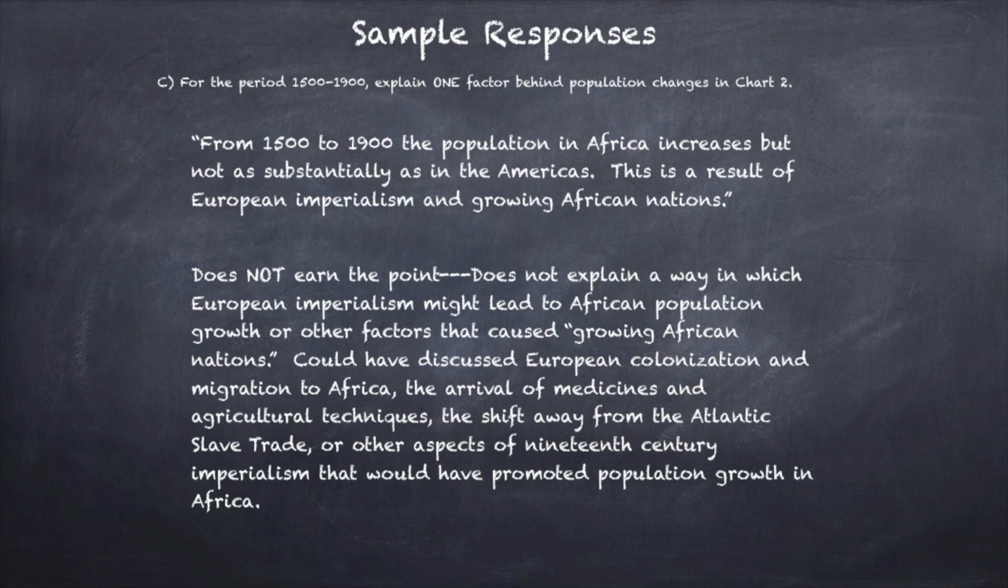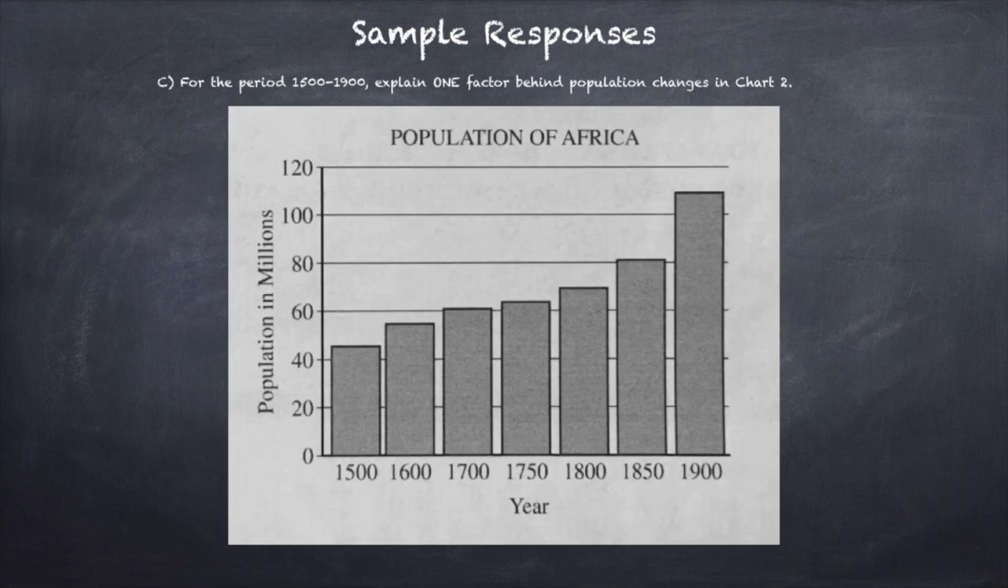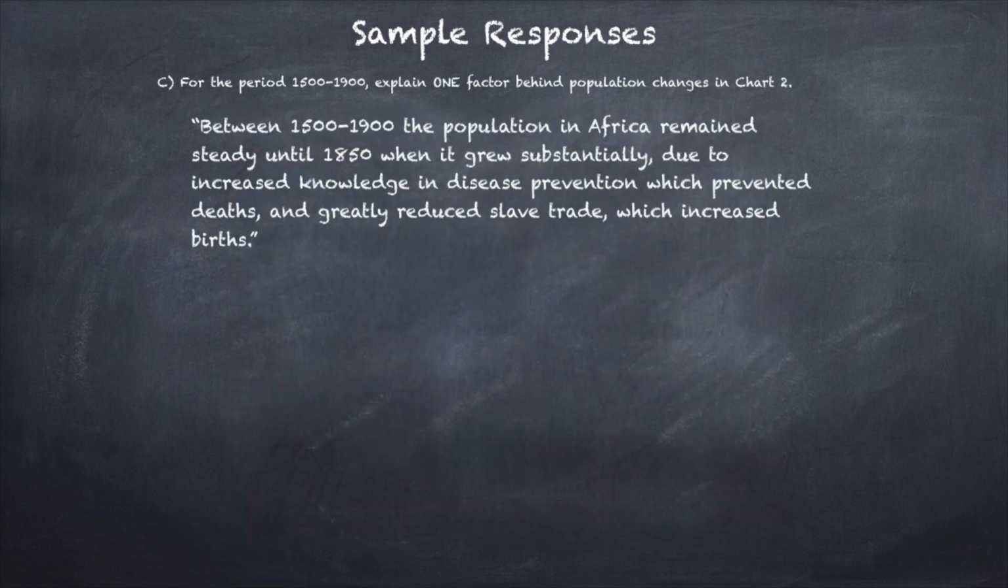So we'll look at one more for the same question. I hope you see the difference between this and the previous one, because this definitely gets the point. Matter of fact, only one of those explanations would have been sufficient to give the point. Increased knowledge in disease prevention, which prevented deaths, and it greatly reduced the slave trade, which increased births. Either of those are explanations that lead to a change in population, as seen in that chart, so that works very well.